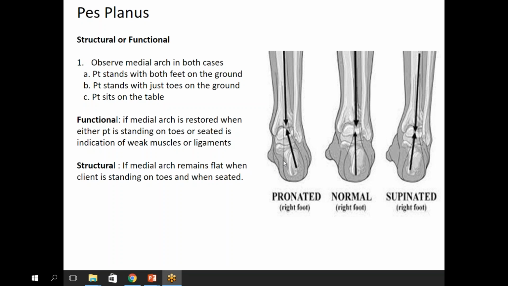So particularly parents or your therapists that are dealing with kids, always check this in the posture of the kids. Keep an eye on this, okay? And that's one way you can tell if it's a structural or a functional.